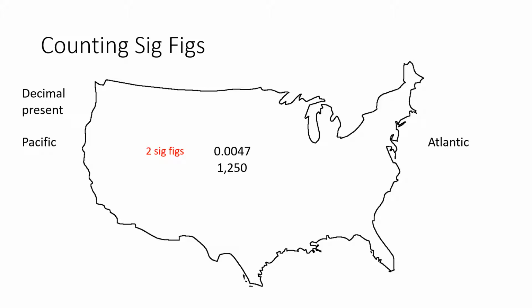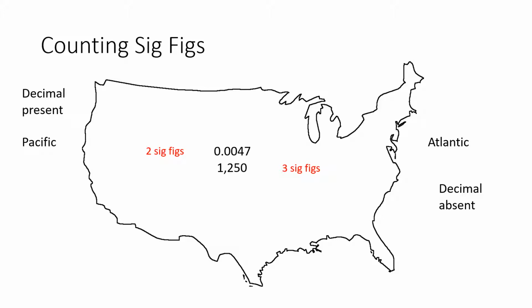Say that we have a number like 1,250. This does not have a printed decimal point, so our decimal is absent. Therefore, we're going to start on the Atlantic side. So we are going to read this number from right to left when counting sig figs. The first digit from the right that is not 0 is 5. So you count every digit afterwards. So this will have 3 sig figs.